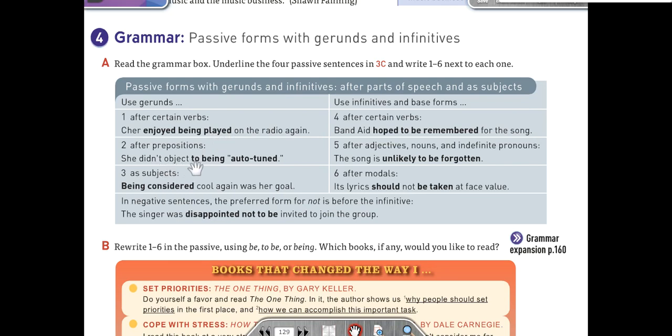She didn't object to being, en ser auto-tuned, yes? Again, we have the verb to be and the verb in past participle. ¿Se dan cuenta cómo siempre es lo mismo? Okay, in the passive voice. And then we have as a subject, being considerate. Cool again was her goal.